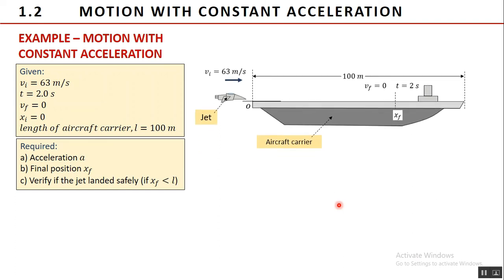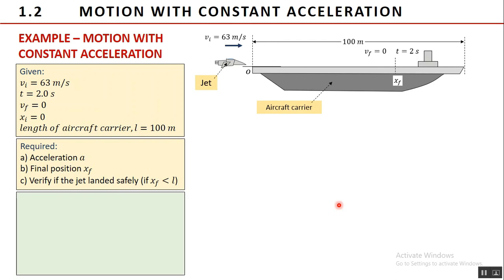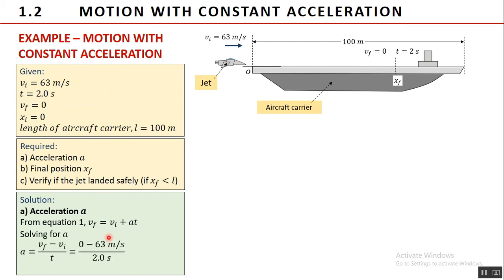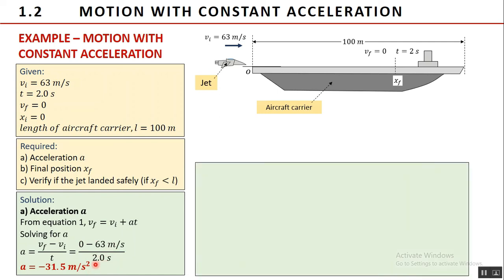So for letter A, based on the given information, to solve for acceleration, we can use equation 1, that is v sub f equals v sub i plus a times t. Then we will do some algebraic transformation so we can solve for the acceleration. If you do that, acceleration will be the quantity of v sub f minus v sub i divided by the time interval t. Substituting values, 0 minus 63 divided by 2 will give an acceleration of negative 31.5 meters per second squared.